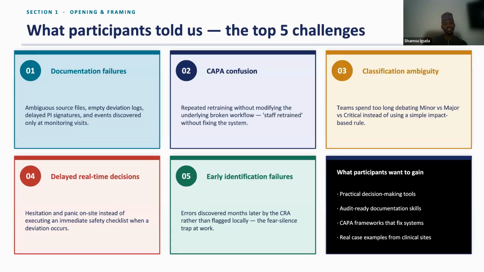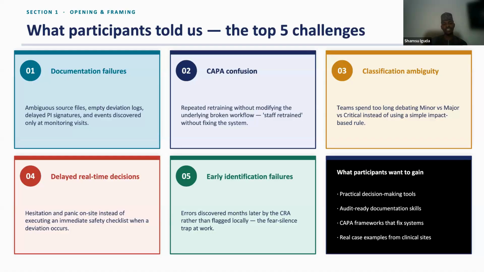Challenge two is CAPA confusion. This appeared in so many of our responses. The third is classification ambiguity. This is a real operational problem. When a deviation occurs, teams spend 10 or 20 minutes, sometimes more, debating whether it is minor, major, or critical, instead of acting promptly.